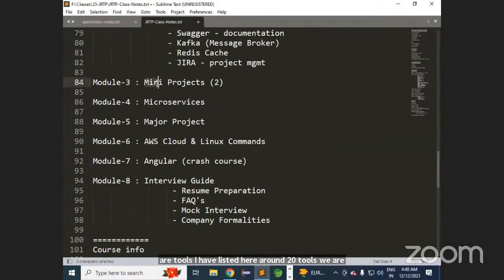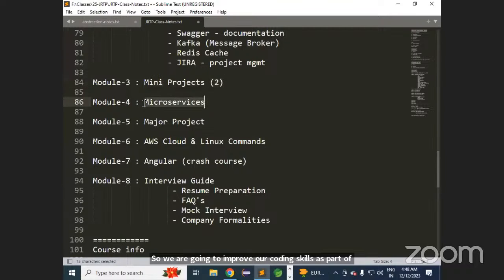Then next, we are going to cover 2 mini projects as part of this course. The main agenda of mini projects development is to improve your analysis skills and your coding skills, so that you can become an independent programmer. Whatever requirement is given to you, you should be able to analyze the requirement and develop that requirement. So we are going to improve our coding skills as part of mini projects.